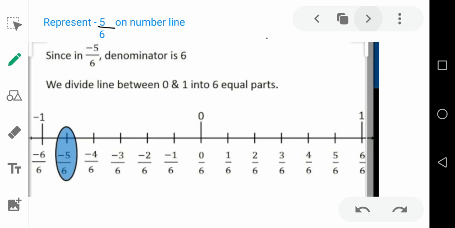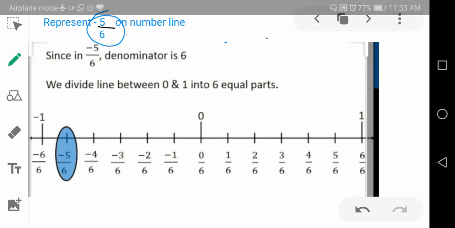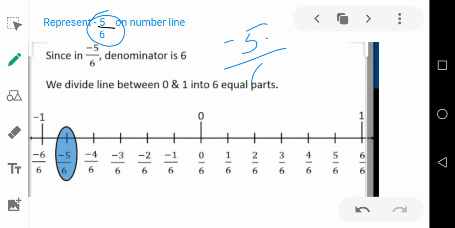Okay, now coming to the next one, represent minus 5 by 6 on number line. So this is a negative rational number. Why is it negative? Negative 5 by 6 or minus 5 by 6 is a negative rational number. So where will you mark a negative rational number? Negative rational numbers are towards the left of 0. So you have 0, and toward this side you will have minus 5 by 6.